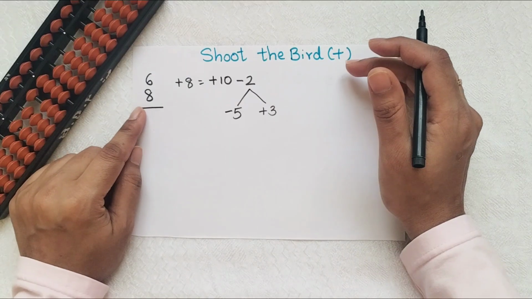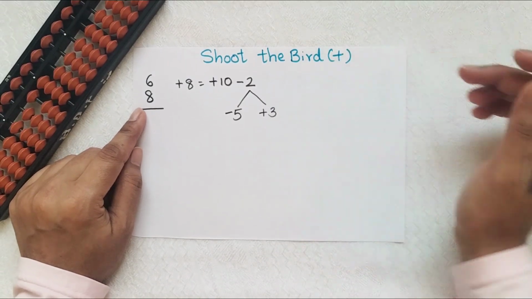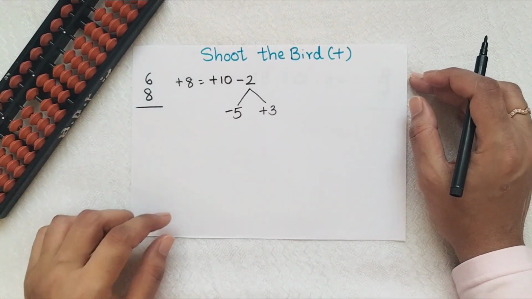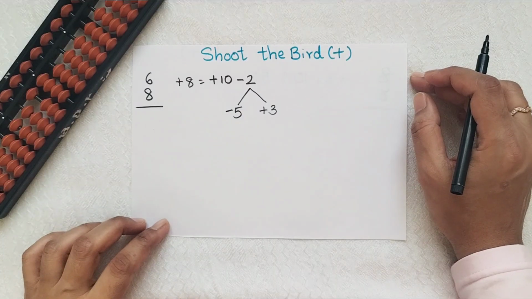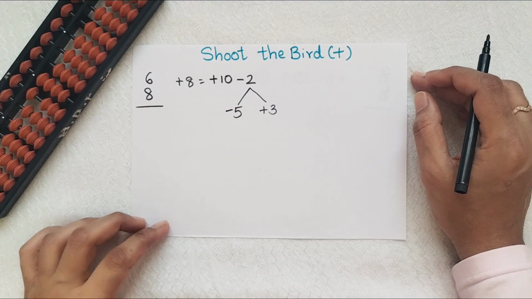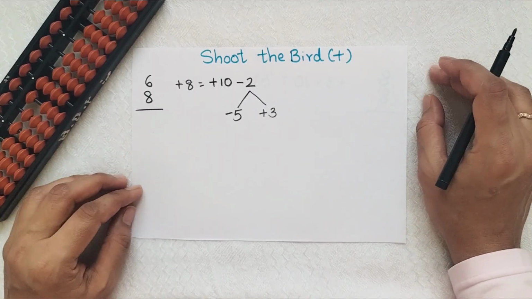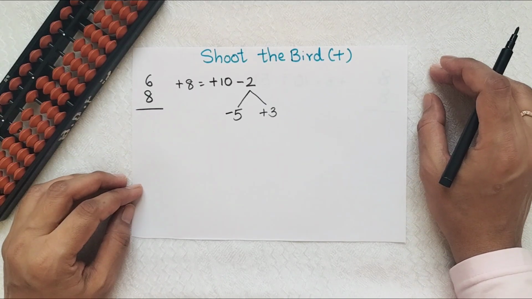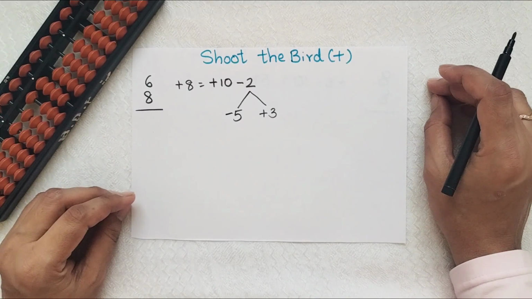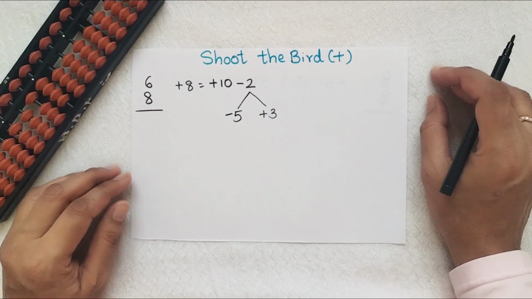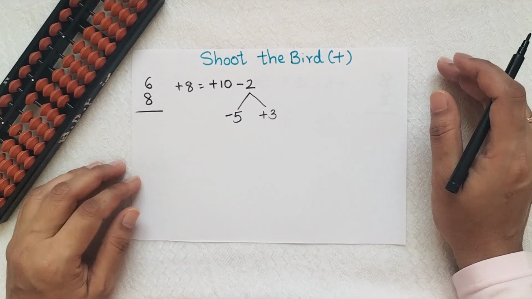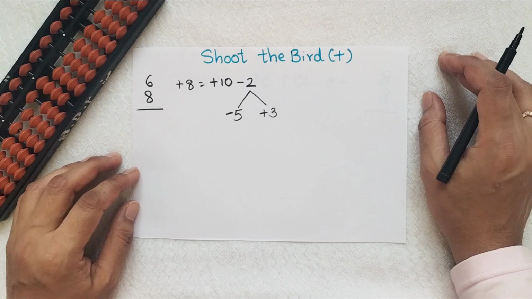For one sum, I have to use two different formulas, that is big friend addition and small friend subtraction. So this becomes very confusing, especially for the beginners. That's exactly why we are learning the shoot the bird concept. In today's lesson, I'll explain to you why, when and how to use this technique step by step. So stay tuned till the end.